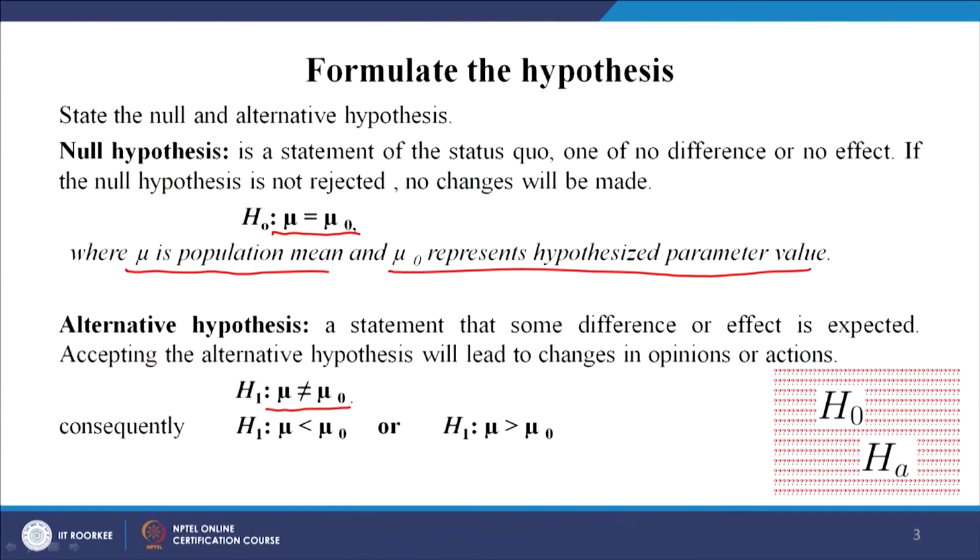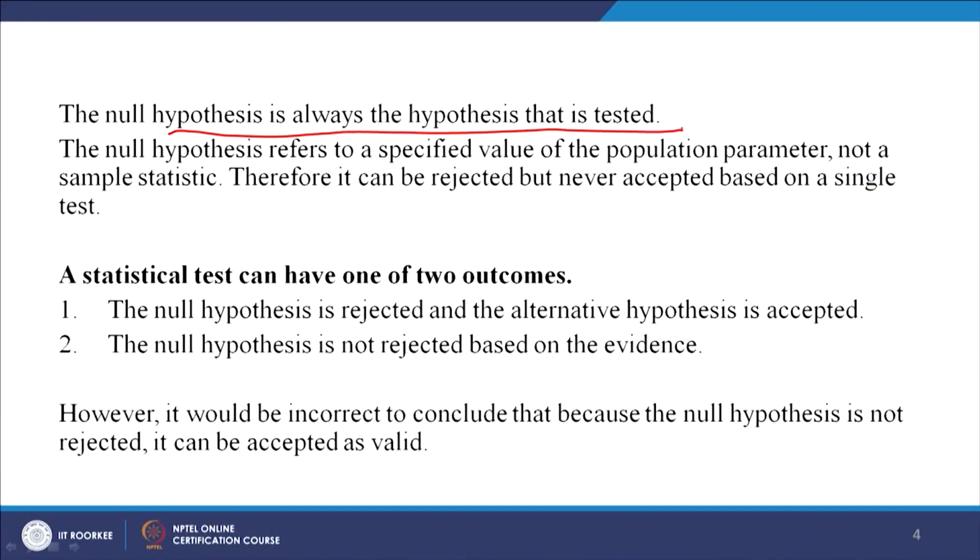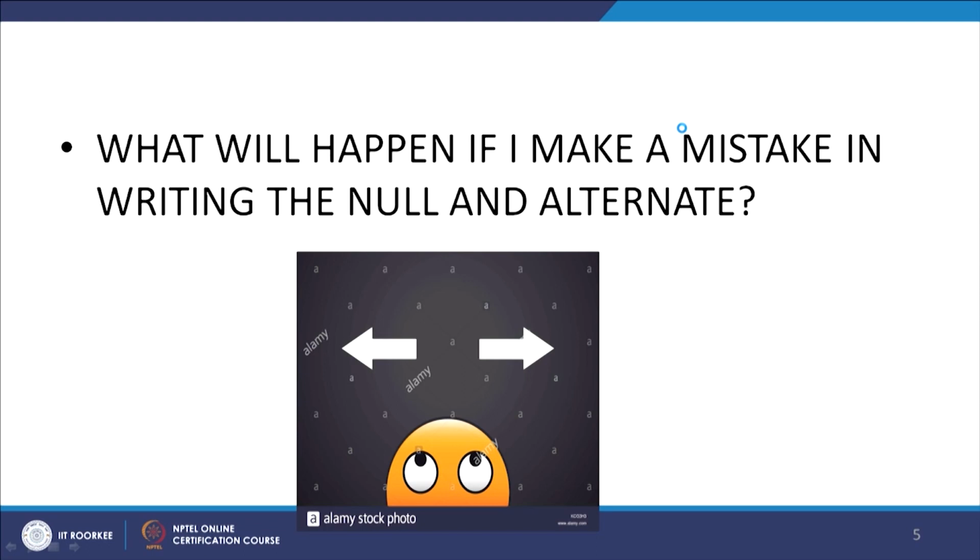Similarly, in this alternate hypothesis, if you can see, mu is not equal to mu 0. So, the population mean is not equal to that hypothesized value. That means mu can be less than mu 0 or mu can be greater than mu 0. This is the case that we are talking about, and as I said, the null hypothesis is the one that is always tested. Here I had put in a humorous picture where the person is thinking where to move. So, what happens if I make a mistake in writing the null and the alternate?